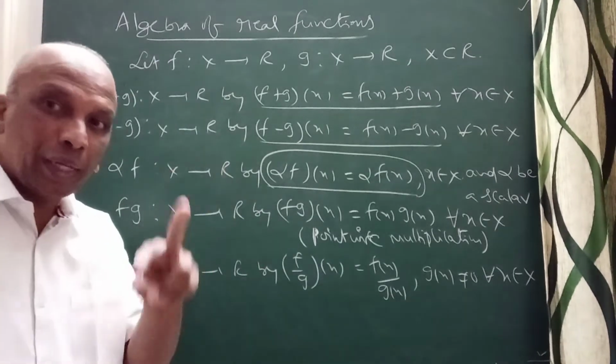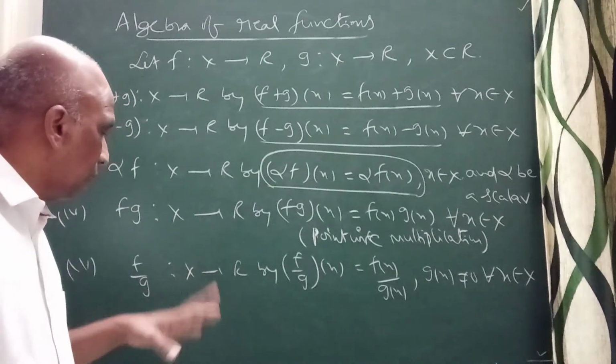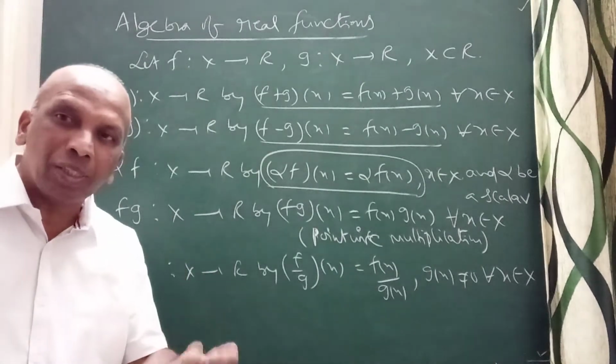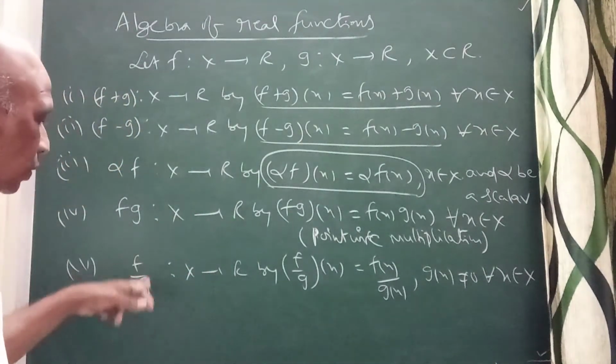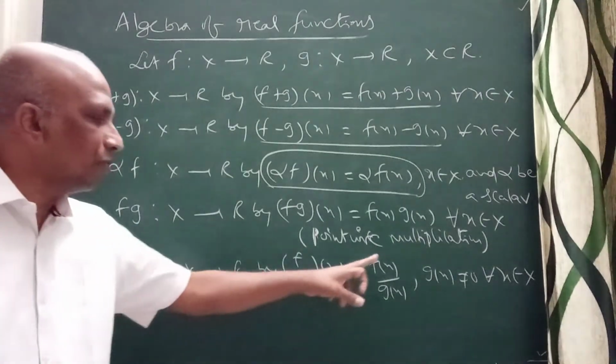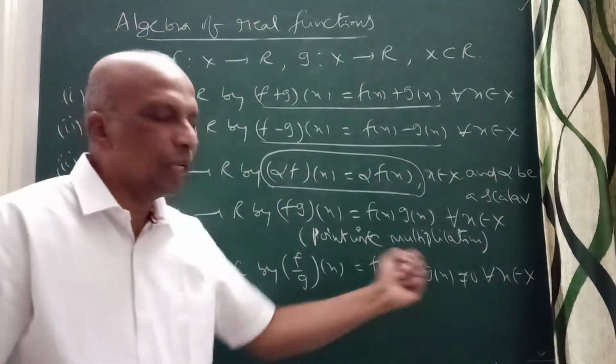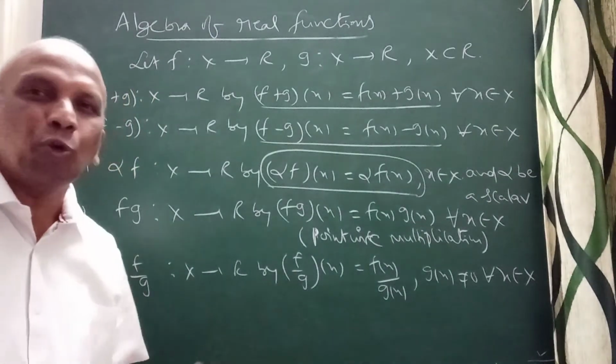Let f and g be two real functions, and x is a subset of R. The quotient f by g of x is equal to f of x by g of x, where g of x is not equal to 0. This is called the quotient of two functions.